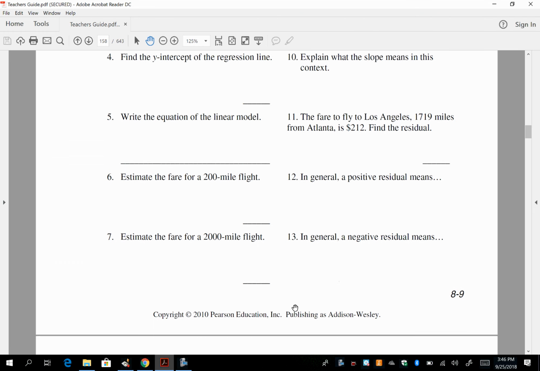Let's do 6 and 7. Now we're going to use the calculator here. Estimate the price of a 200-mile flight. Do you remember what the computer saved your equation into? F1. That was mine at least. So watch this. I'm going to blow your mind.